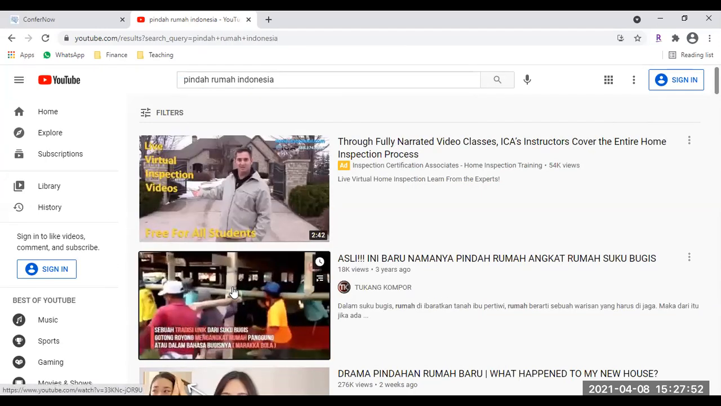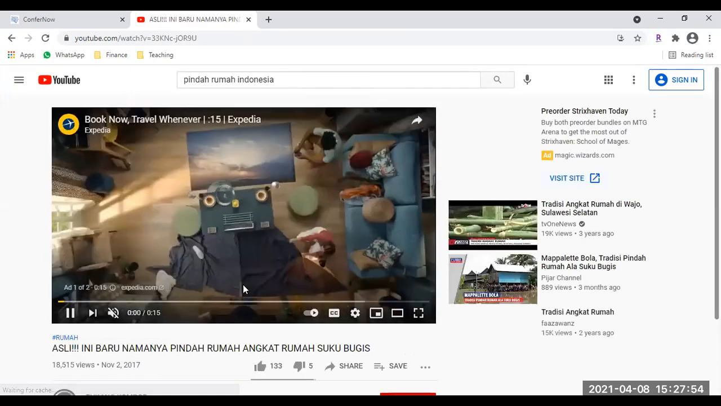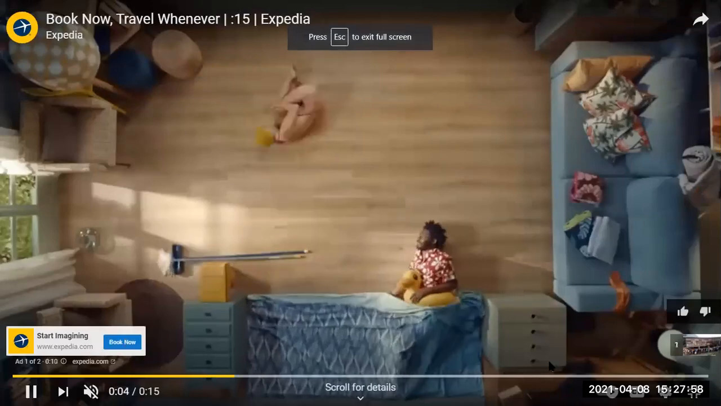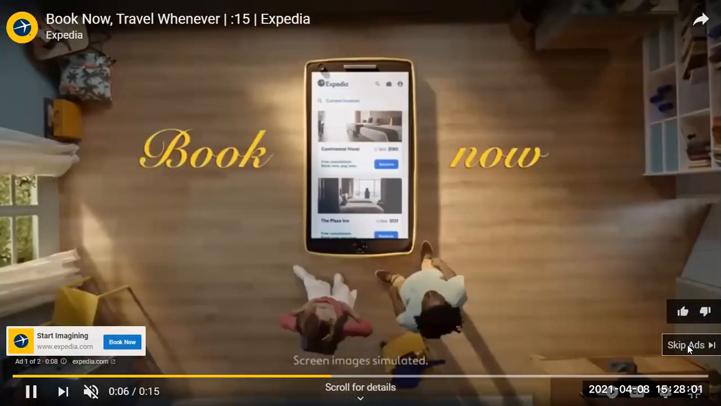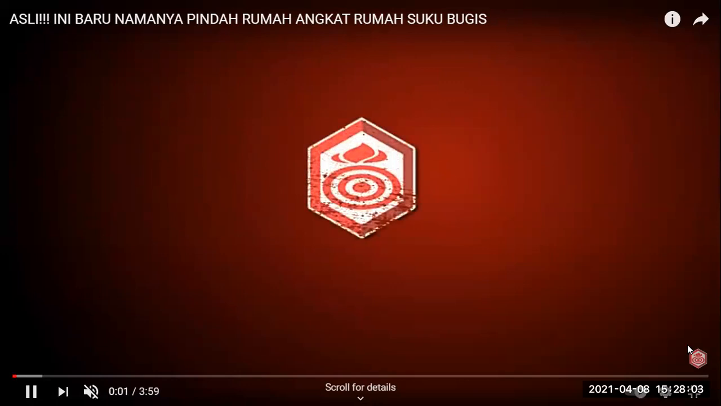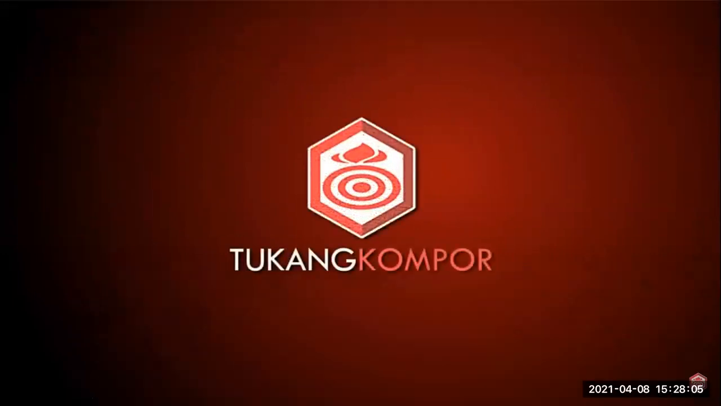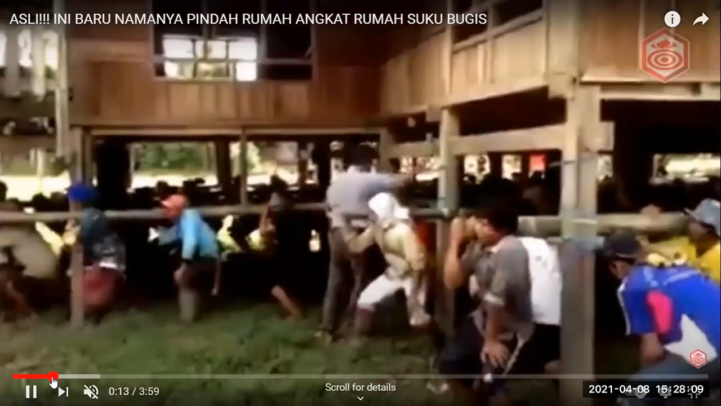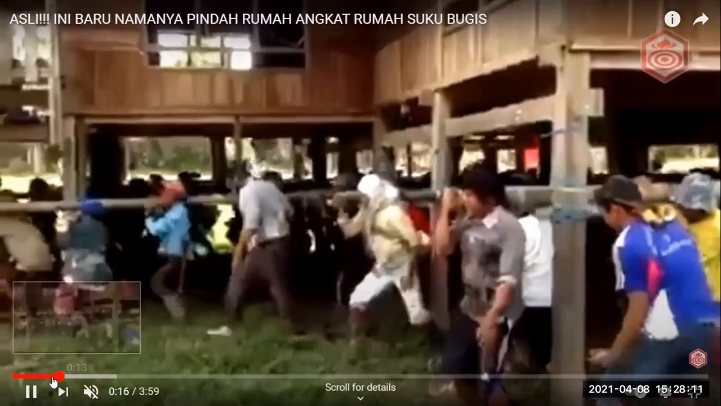This one. This is what I want to show you. In some part of Indonesia, forgive this advertisement, when we move house, in my hometown, this is what it looks like. That's the house, and they move it.